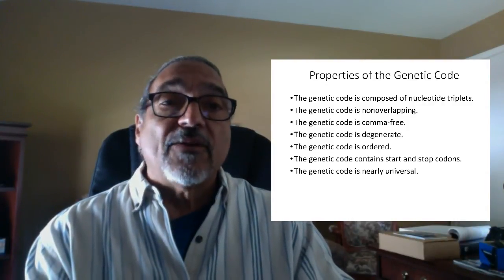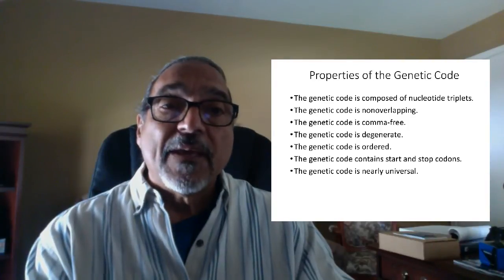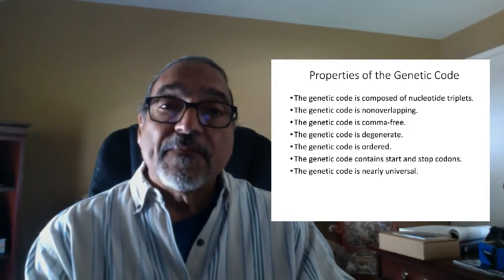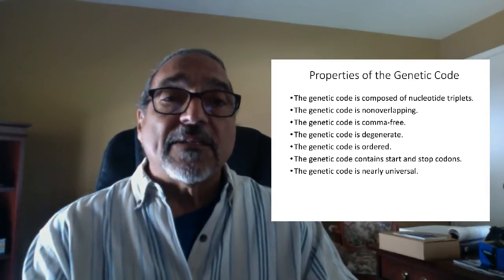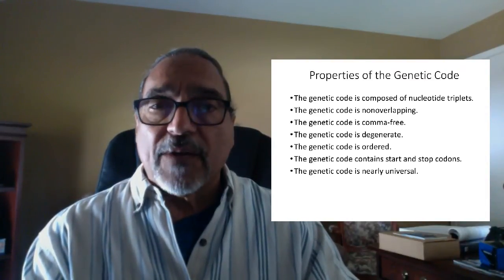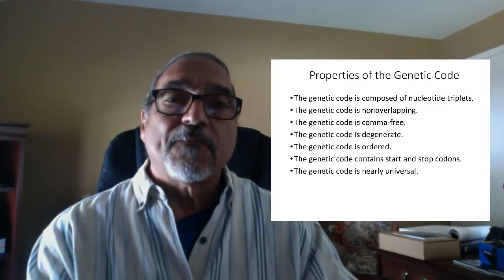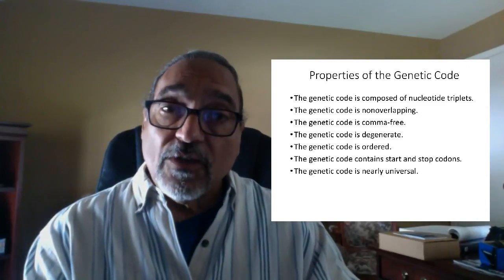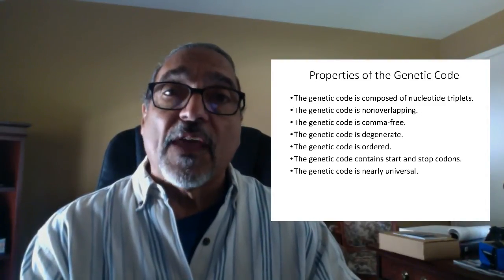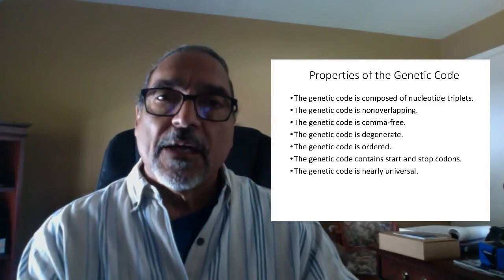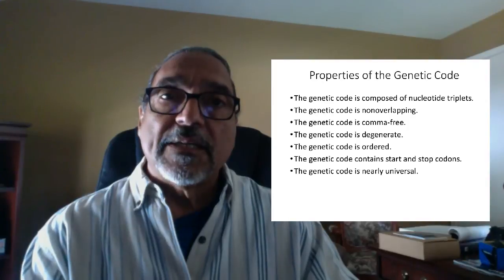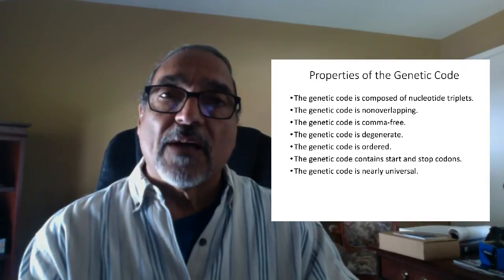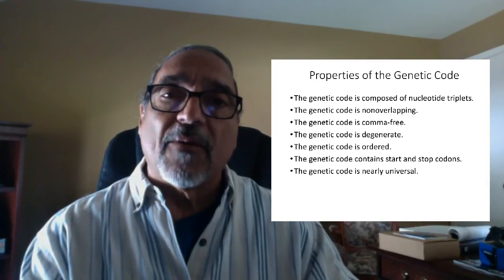The genetic code is comma-free. It is degenerate, ordered, obviously, but it does contain start and stop codons, so there is some punctuation. The genetic code is nearly universal, that is, all living things have basically the same codon table, that is, the same codons code for the same amino acid.